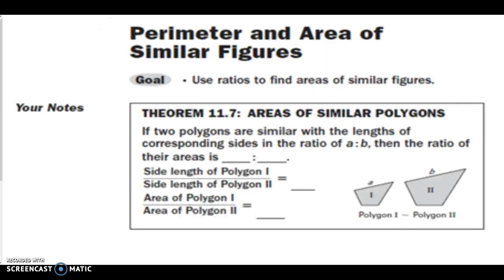Okay, do you guys remember what similar polygons mean? What happens with similar polygons? They get bigger or they get smaller. What are proportional? The side lengths are proportional. And then what about the angles?